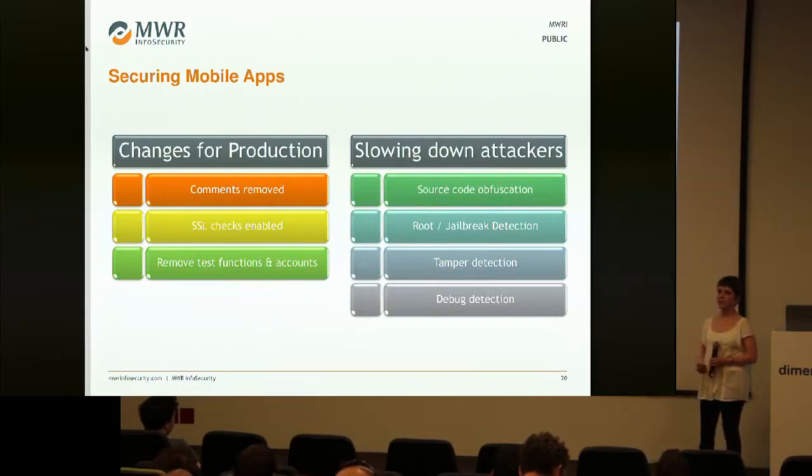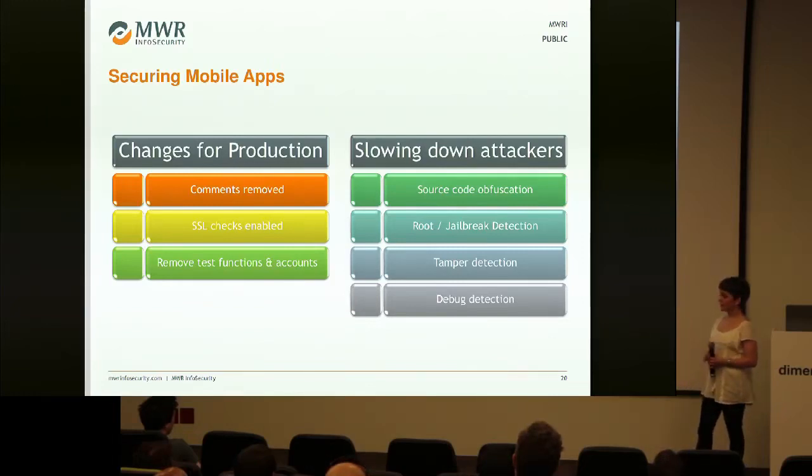Okay, then also look at things. There's a lot of functionality you see in an application which you need for development, but you don't necessarily need for production. So any comments in the code, debug logging and everything. You're never going to access a mobile user's debug logging, or it's very unlikely, so you can remove that. Make sure that if you disable SSL checks because it's a pain in the neck in a testing environment, quite frankly, that you do re-enable them for production. And make sure that any test functionality or accounts go.